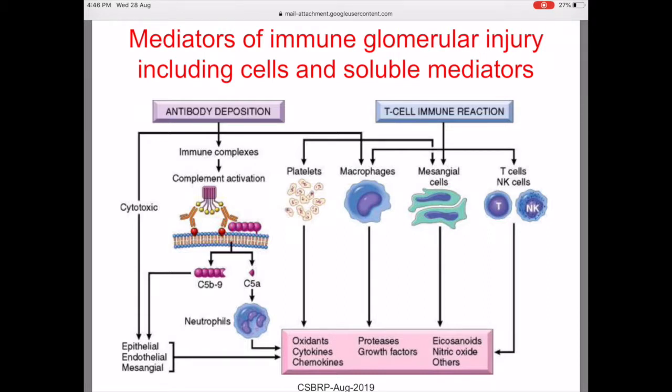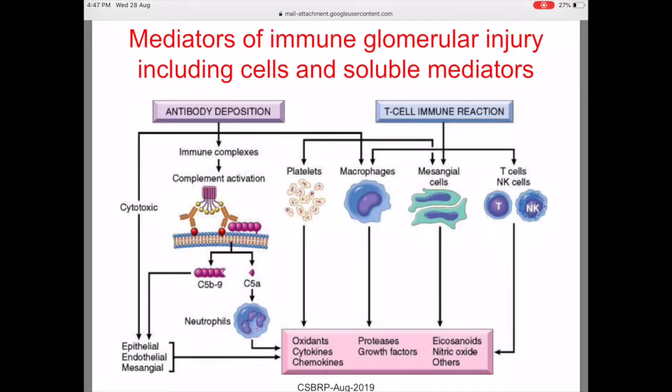And directly, these antigen-antibody complexes or the antigens may be cytotoxic to epithelial, endothelial, and mesangial cells. Activation of platelets again results in thrombus formation. Macrophage recruitment is associated with liberation of growth factors, which promote the proliferation of endothelial cells and visceral podocytes. Mesangial cell proliferation is again mediated by the liberation of various cytokines, and recruitment of T and NK cells is associated with direct damage to the altered structures.